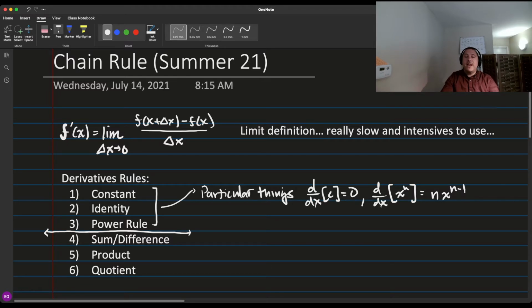Okay, 4, 5, and 6 are slightly different. You can sort of call them meta rules. They tell you how to mix and match functions. And we left out the constant multiple rule. So what do I mean by mix and match functions?